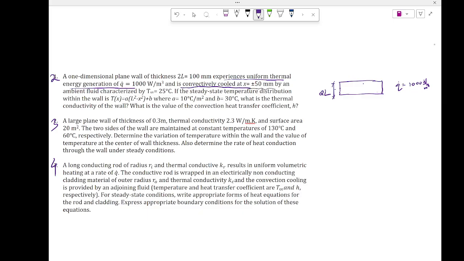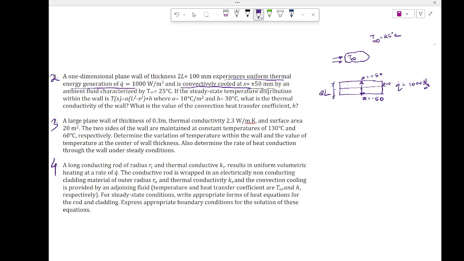So it says here, at x equal to plus minus L. So what does it really mean? It means the x value is 0 here. So this is x equal to plus L and this is x equal to minus L, right? Does everyone understand the problem? All right, so that's the problem. It says there are ambient fluid characteristics: the ambient fluid is flowing around here, right? It's T infinity. Okay, so the T infinity is 25.